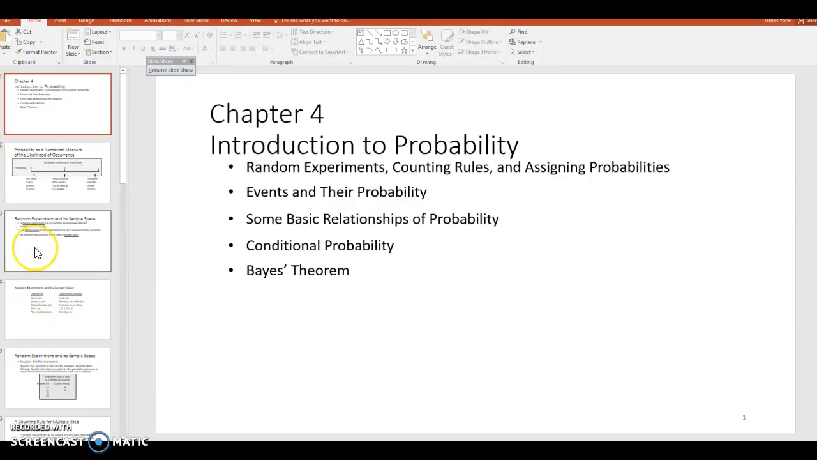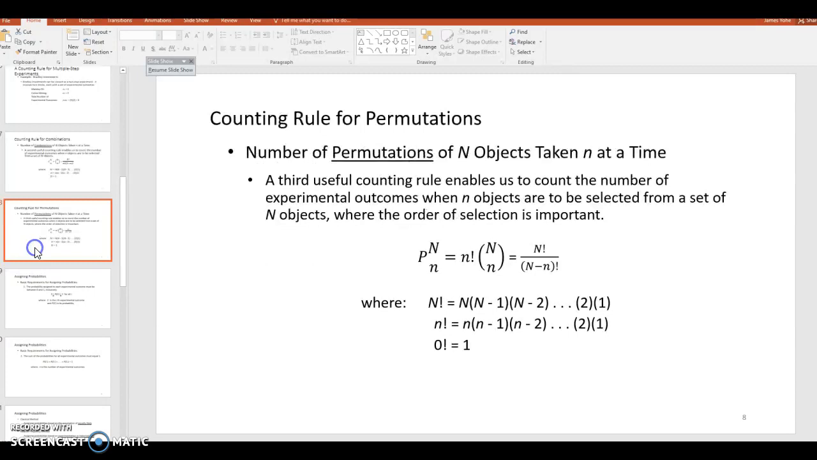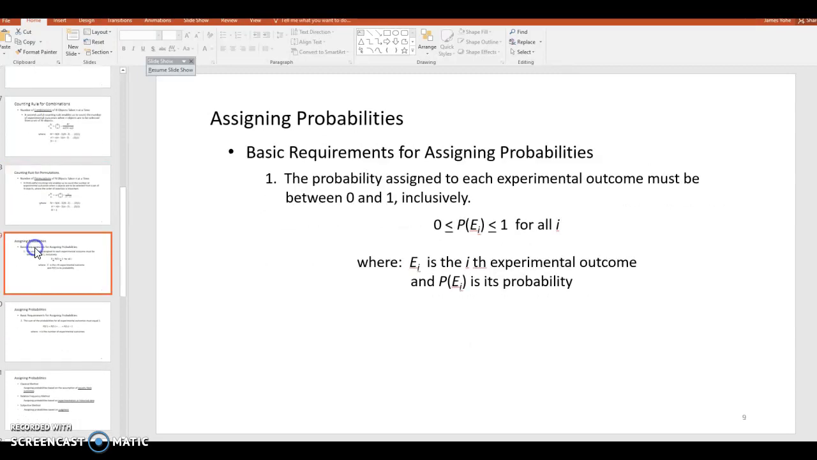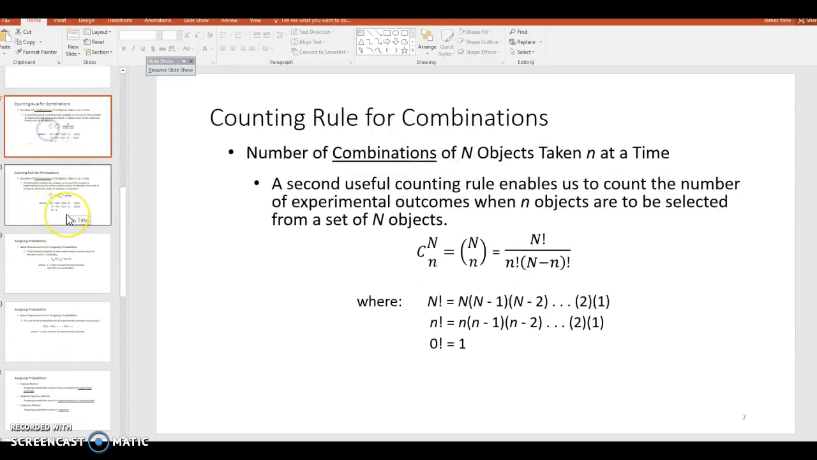Okay, welcome back to Chapter 4, Part 2, Introduction to Probability. We're going to move on down here. This is where we left off. So we're talking about combinations and permutations.